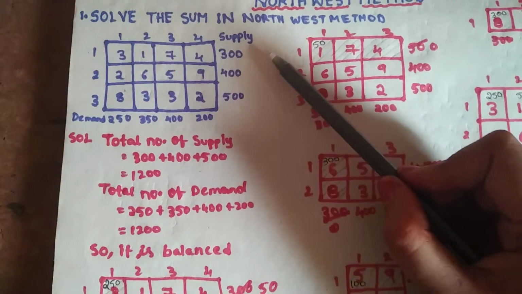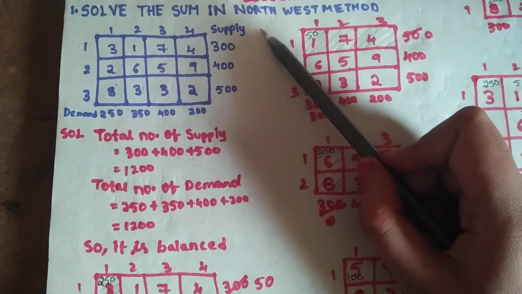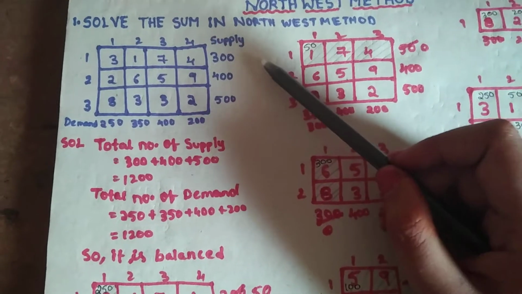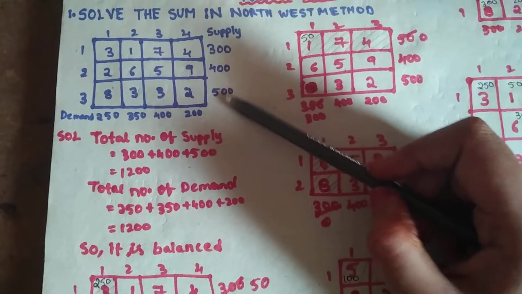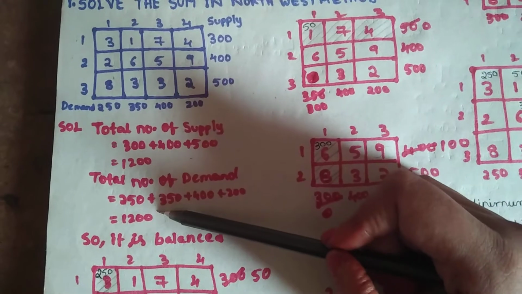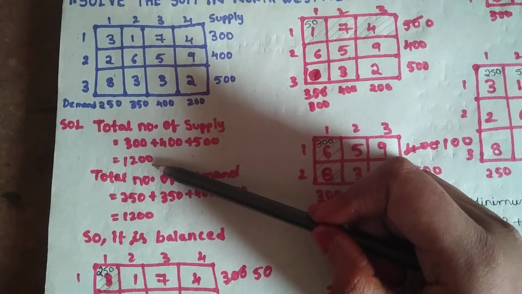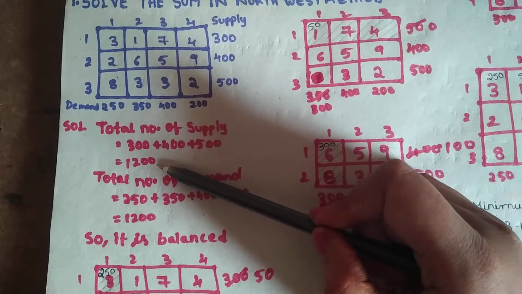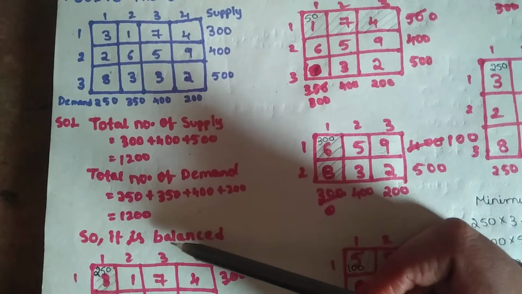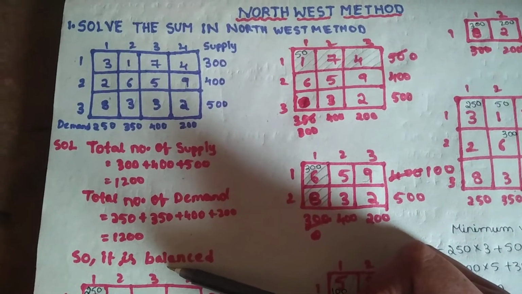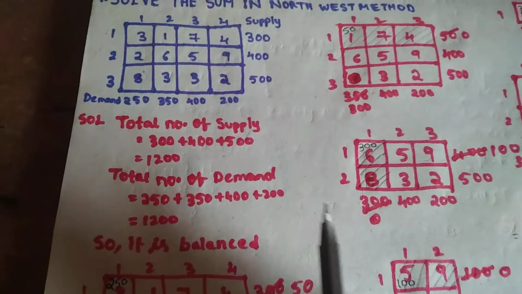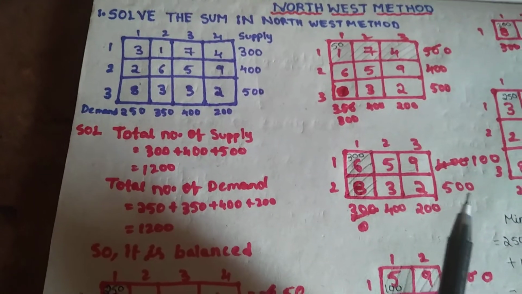If the question is given and they ask you to solve it in the Northwest method, the first thing you have to do is add the supply and find the sum, and also add the demand and find the sum. If the supply and demand answers are the same, then it is called a balanced one. Okay, this is the first step you have to do.